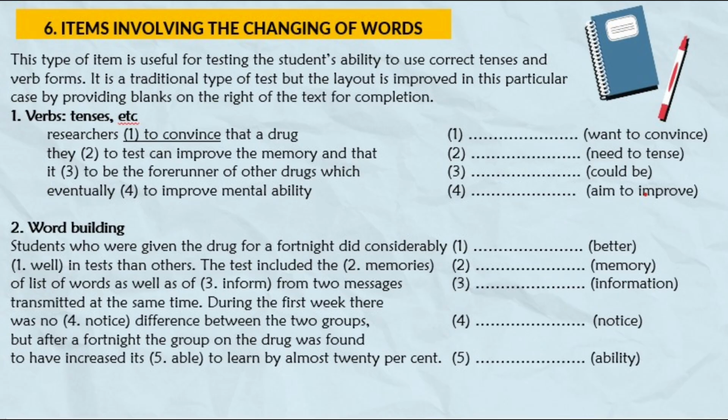The next type is items involving the changing of words. This type of item is useful for testing the student's ability to use correct tenses and verb forms. It is a traditional type of test, but the layout is improved in this particular case by providing blanks on the right of the text for completions. We can see here, for the first example is verbs, tenses, etc. And then the second type is word building.